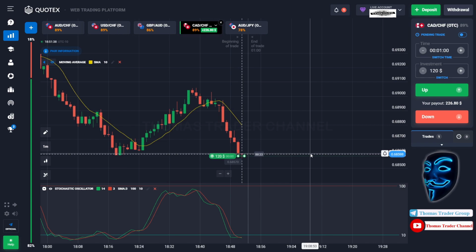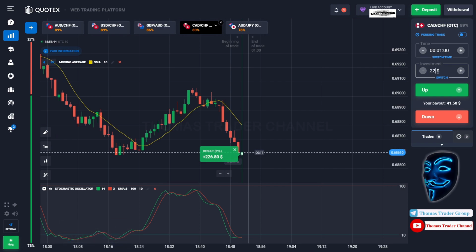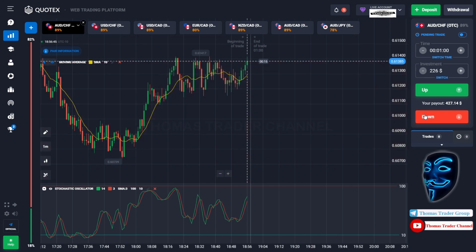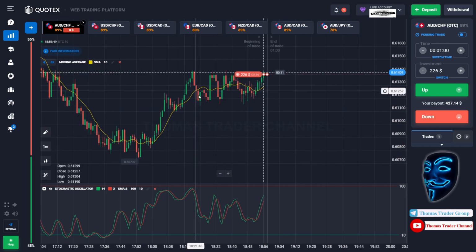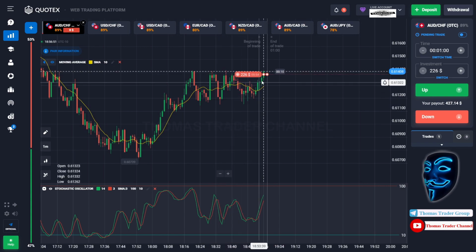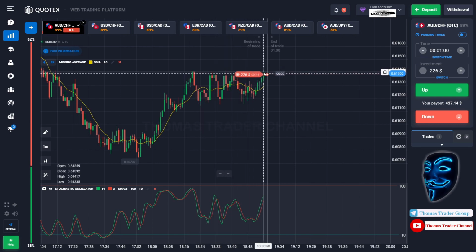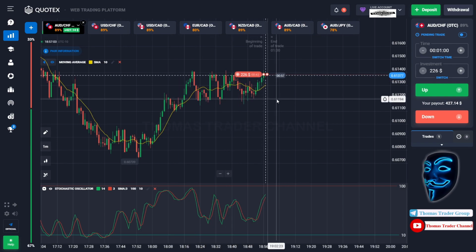And we made a right prediction over here. We made a profit of $226. Let's change our investment into $226. And over here we can open sell for 1 minute. As you can see, the market is going sideways and the market has already touched the resistance area. When the market touches the resistance area, it will make a rebound and it will find the support area over here. Let's prove it and let's wait till the end of our trade.